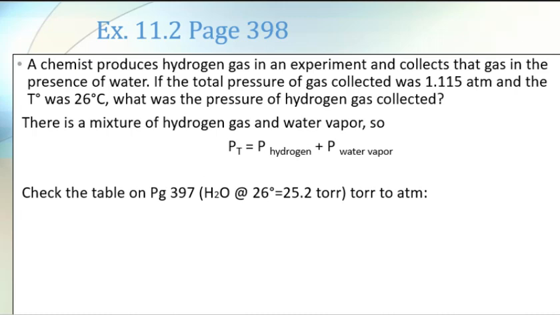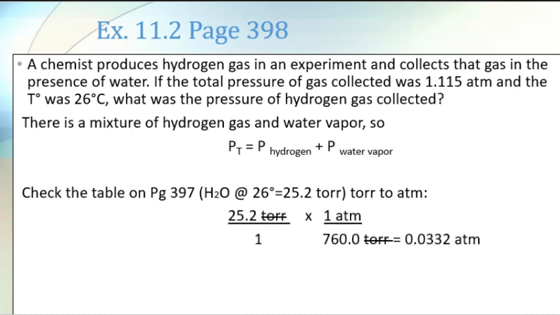I meant to write that down. But at that temperature, 25.2 torr. Oh, we're using torr in this one. Okay. I have atmosphere there. Oh, we have to turn torr to atmosphere. Why don't we just look up atmosphere? Here it is. It's because it gave me atmospheres here. We have to keep those units the same. So I go from torr to atmospheres. So my number is 0.0332 atmospheres at 26 degrees C.